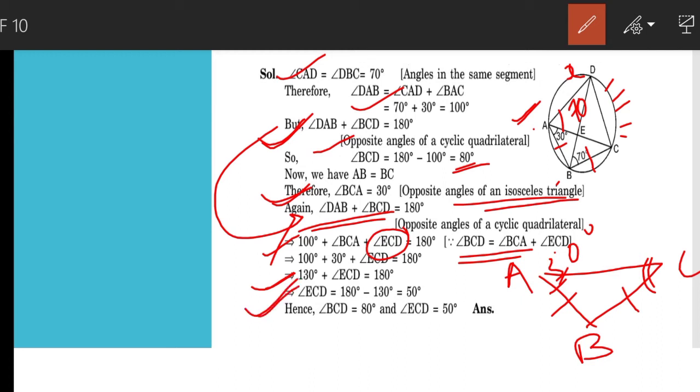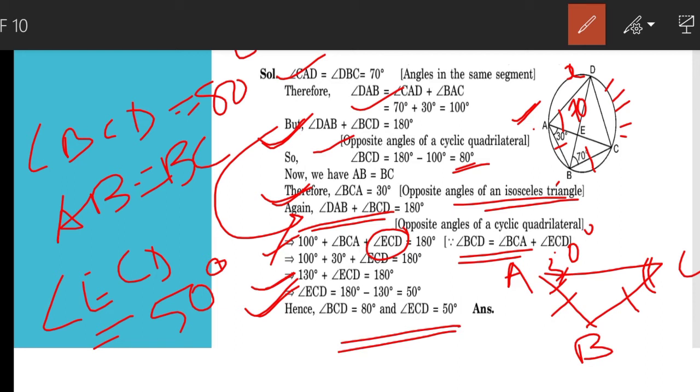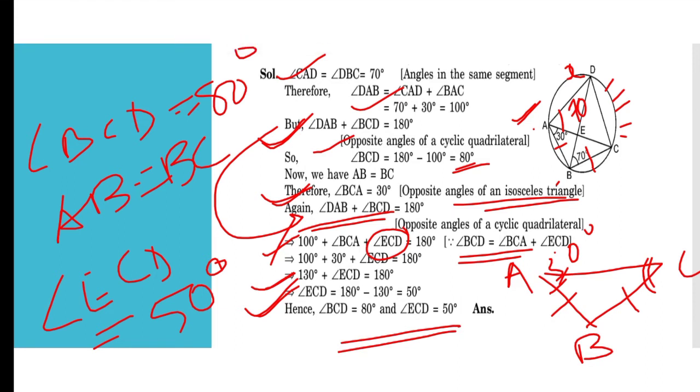which implies on subtracting, ECD we will get 50 degrees. So in our question we need to find angle BCD, which we have already found out is 80 degrees. And then if AB is equal to BC, then ECD, or we can say ACD, is equal to 50 degrees. So the solution required is already achieved.